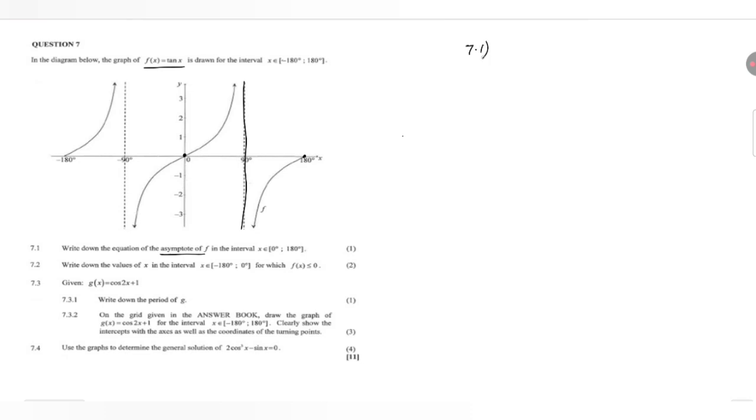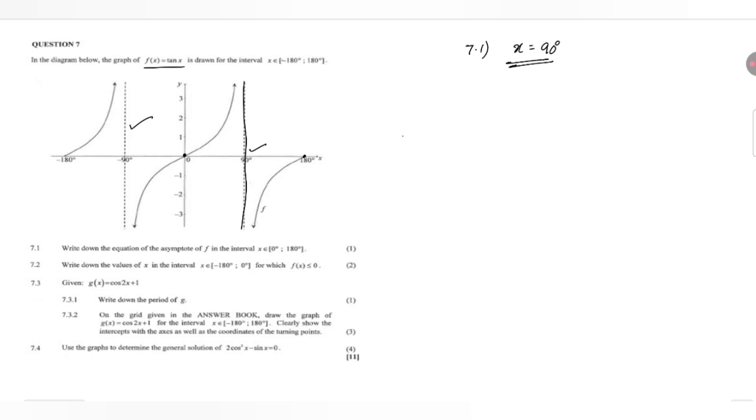A vertical line's equation always starts with x is equal to a special number, the number where the vertical line touches the x-axis. What is that number? 90 degrees, isn't it? So that's the answer. This is how we do that question, because they gave you an interval. They don't want the equation of the first asymptote, x is equal to minus 90. Why? Because it is given in the interval 0 to 180. So only find that one. That is why it got only 1 mark. Clear? All right, now we can go to the next one.